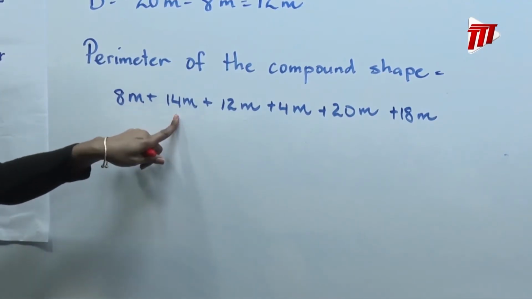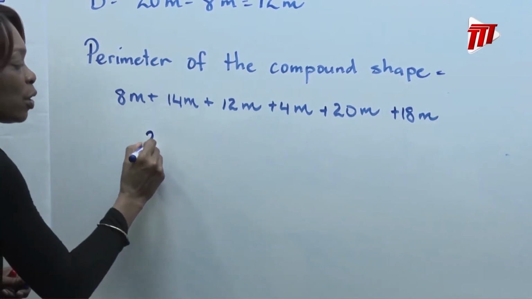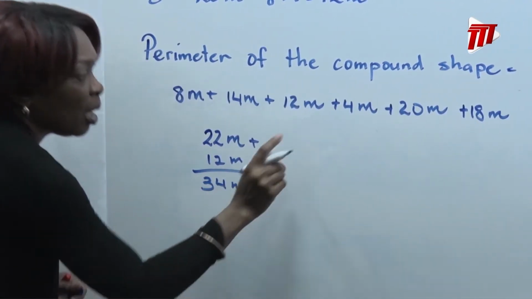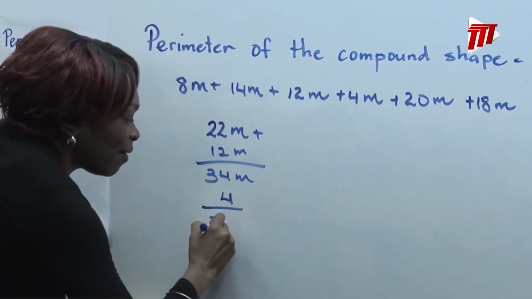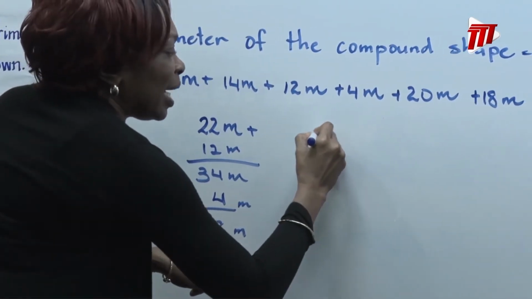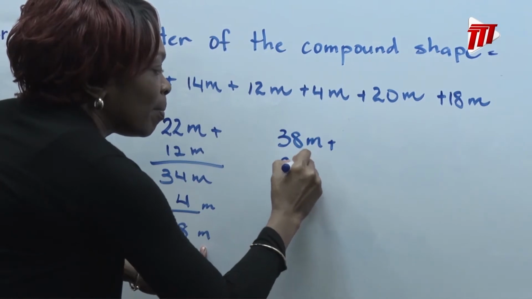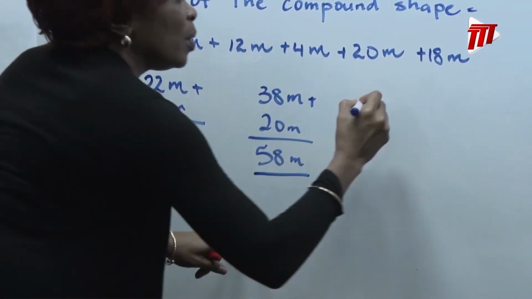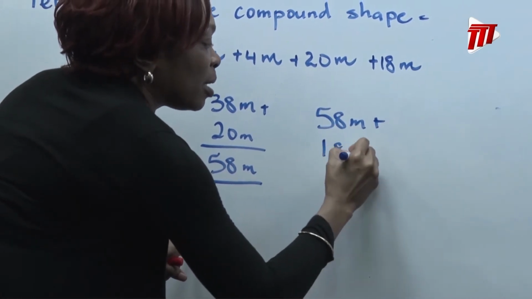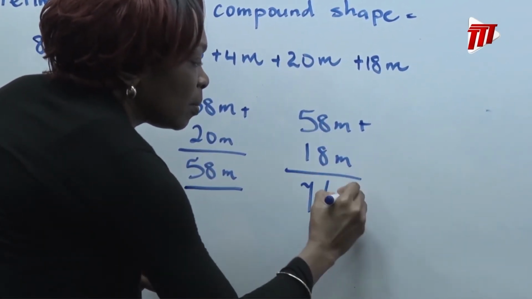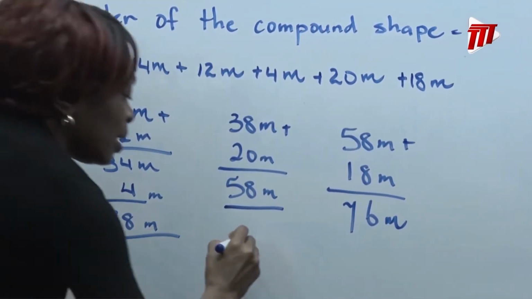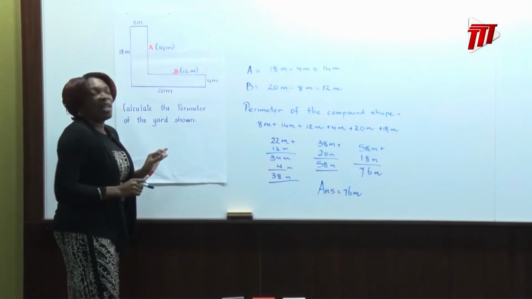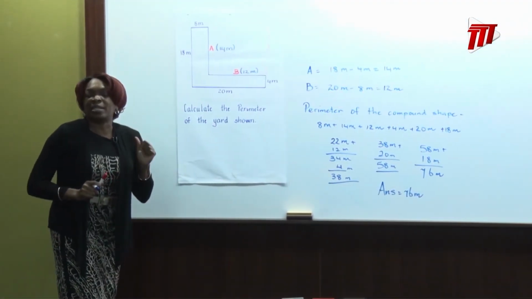All right, so 8 meters add 14 meters. Let's do that. 8 and 14 will give us 22. So we have 22 meters. We are going to add the 12. Are you seeing that? So we have what? 34 meters. We just keep on adding. We have the 4. Add the 4. We're going to have 38 meters. Right? I'm going on this side now. 38 meters, add 20. We have 58 meters. And then finally, we have the 18 meters to add there. So 58 meters, add 18 meters will give us what? 76 meters. So boys and girls, what we have realized today is that the perimeter of this compound shape is 76 meters.